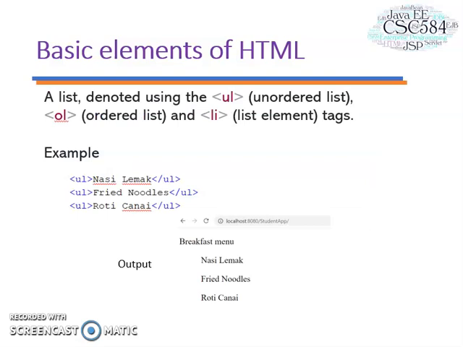Now let's look at a list. There are various HTML tags to list your options in web pages. In the example, we use an unordered list to display a breakfast menu on the web. So this is the HTML tag for the unordered list, and this is the output that's going to be displayed in the web browser.